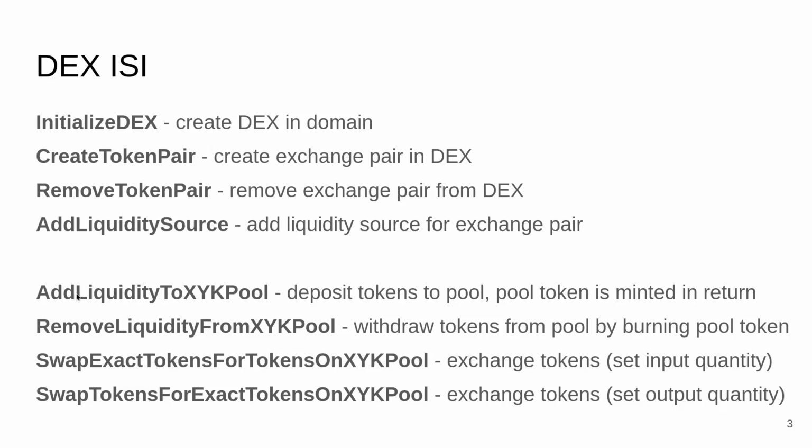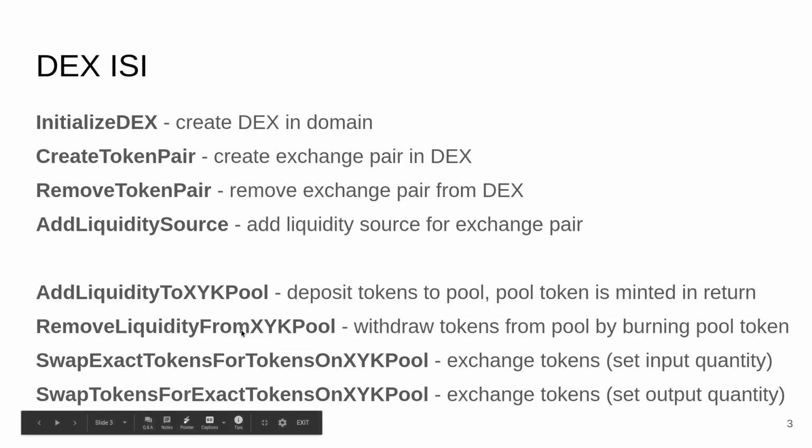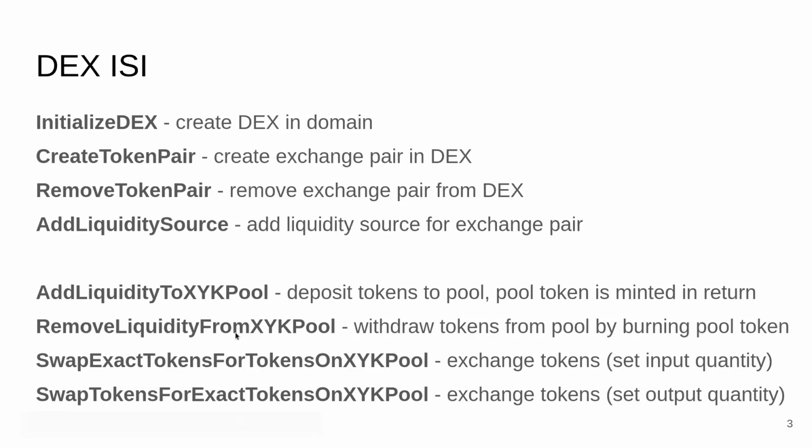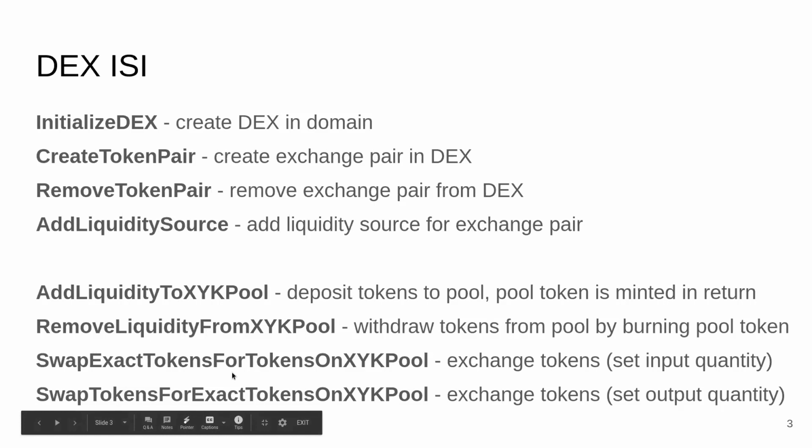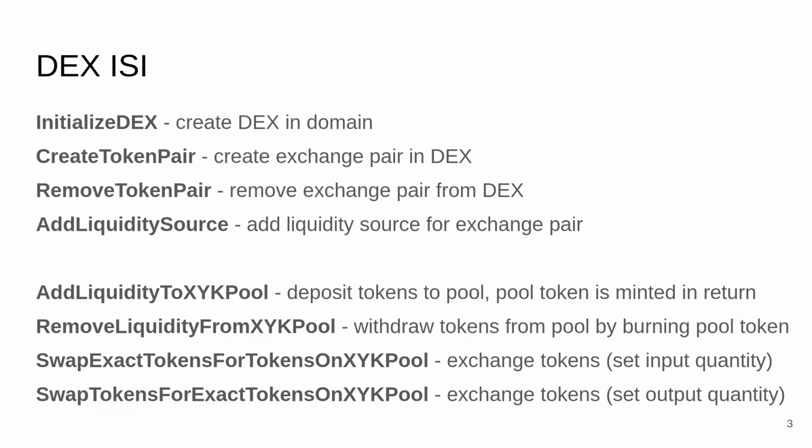So we have ISIs for that. We can add liquidity, so basically depositing tokens to that pool. And the pool tokens are minted in return for adding liquidity, which can be burned with the remove liquidity ISI to withdraw the initial tokens back. And also we have swapping ISIs. These are two because one is taking the desired input quantity, and the other one is taking the desired output quantity of tokens, which the user wants to be swapped in return for the other type of token.